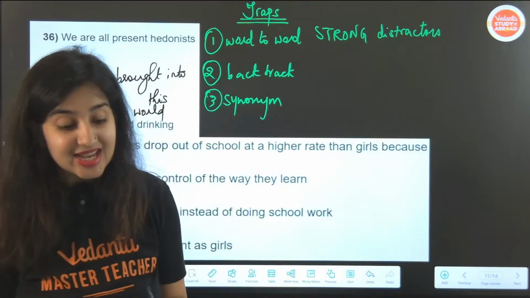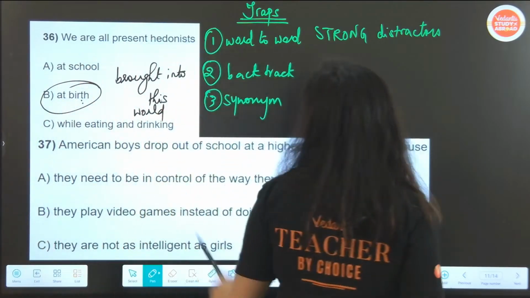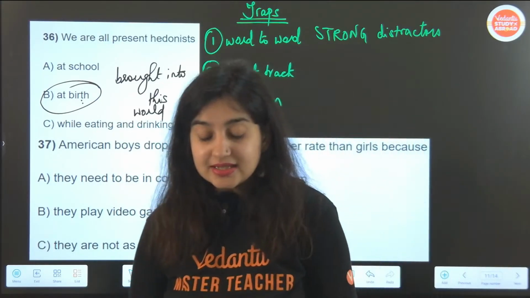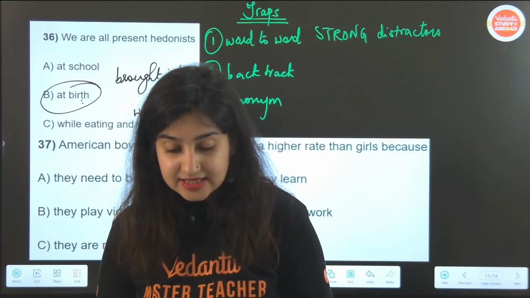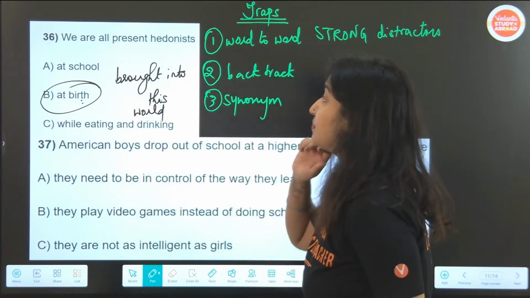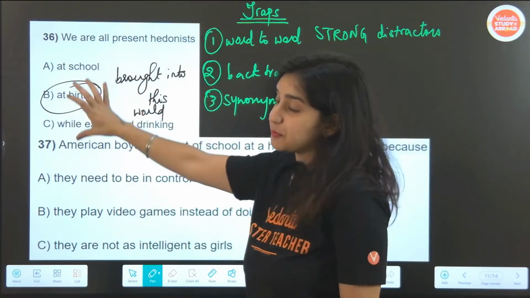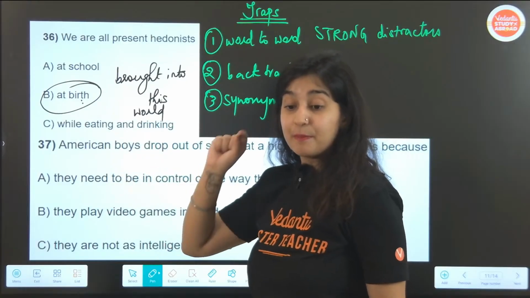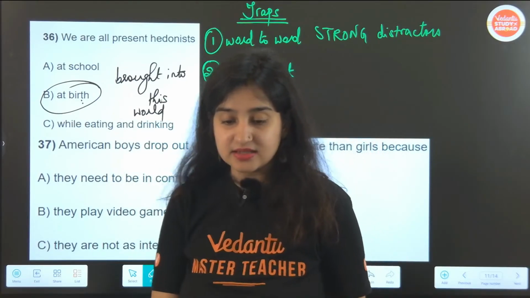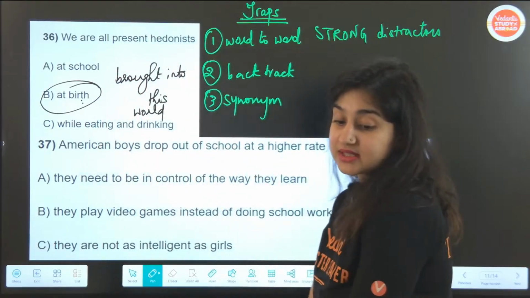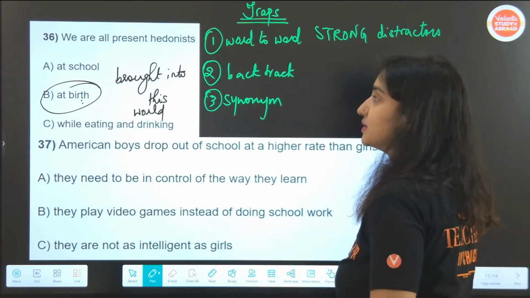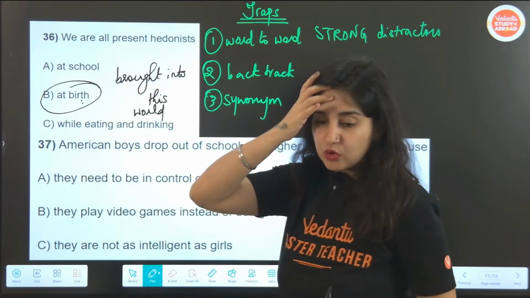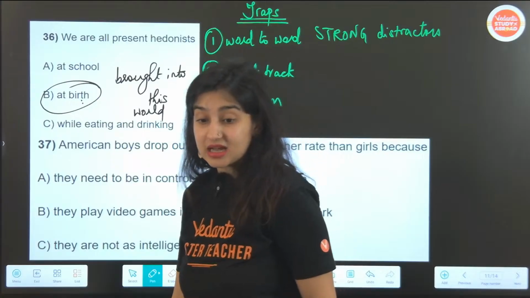So what was said? Everyone is brought into this world as present hedonists, right? So it did not explicitly say that we are all present hedonists at birth or when we are born. It didn't even use the word born. It said we're brought into this world as present hedonists. What does that mean? What is the synonym of brought into this world, or which of these means the same thing as brought into this world? At birth. Okay? So what is our correct answer? B is our correct answer here.